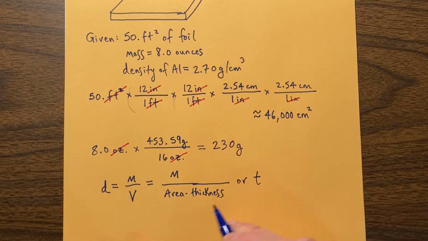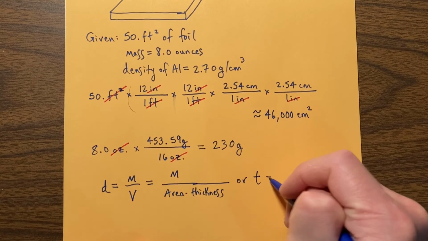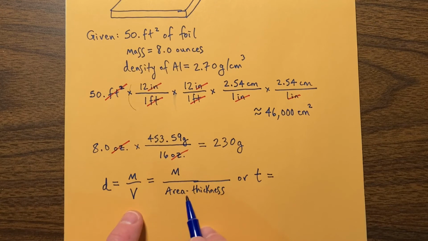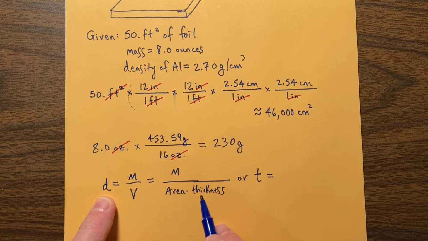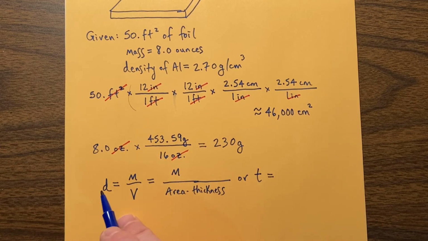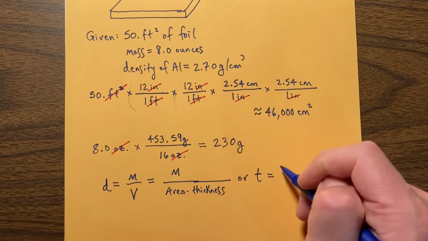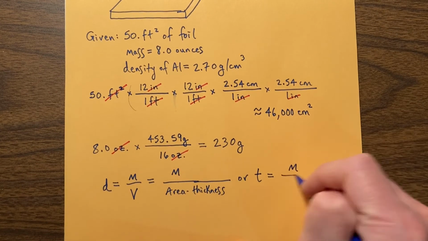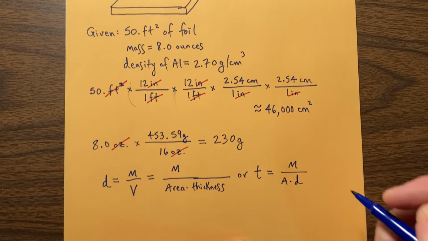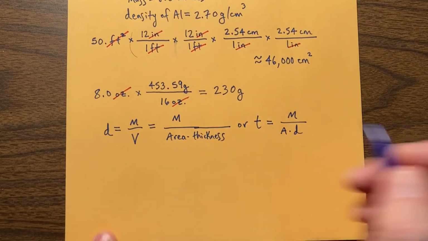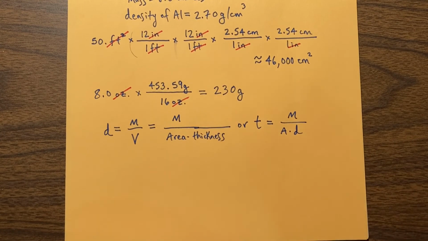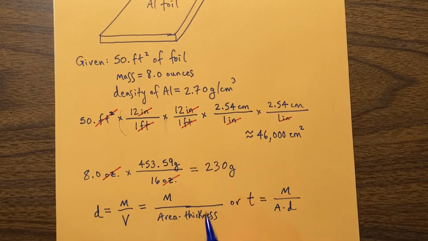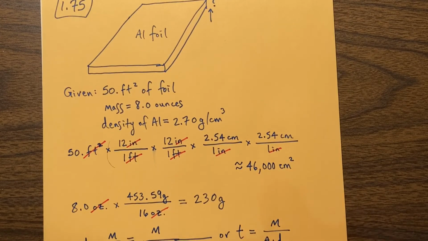Let me just call thickness T. I'm just going to solve this equation, D equals M over area times thickness, for thickness. Move D to the other side, so I have thickness equals mass over area times density. And I think I have everything known. I know the mass, I know the area, and I know the density.